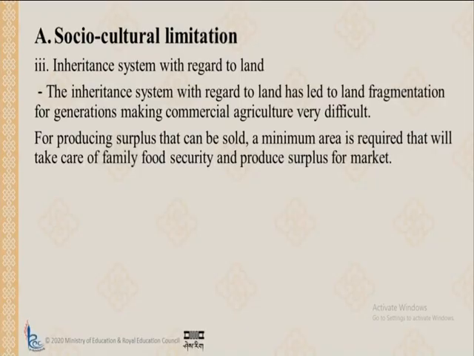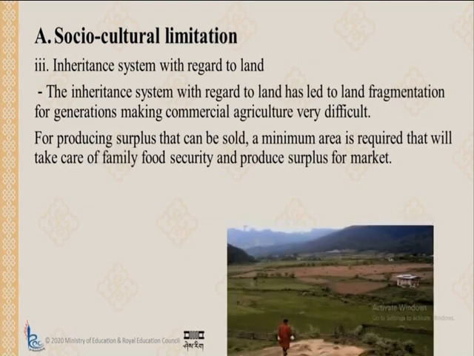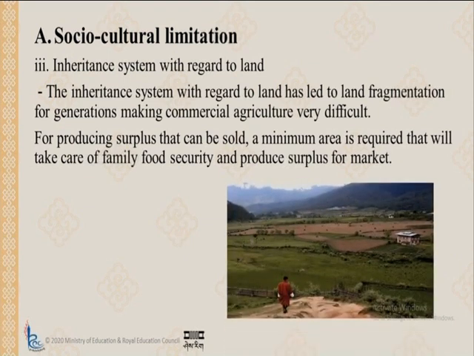For producing surplus that can be sold, a minimum area is required that will take care of family food security and produce surplus for market. So, to go with commercial farming, we need to have a large acreage of land, and this is not the case in our country because we have the system of land fragmentation.